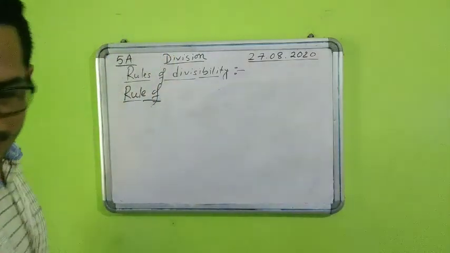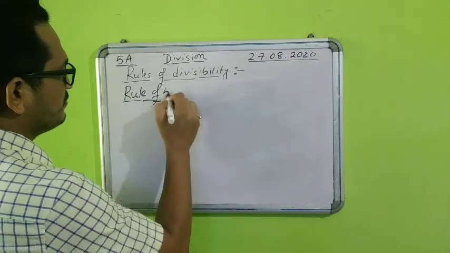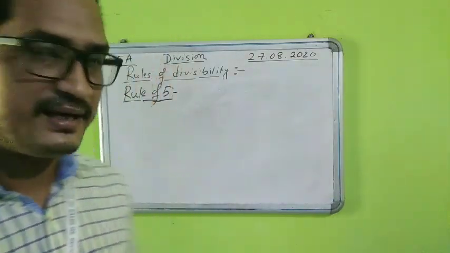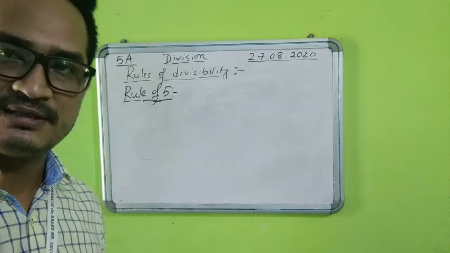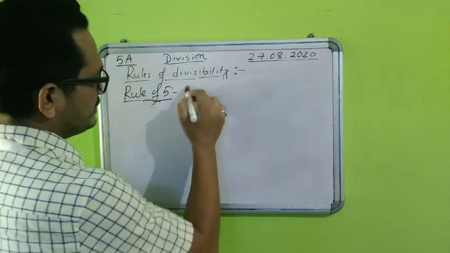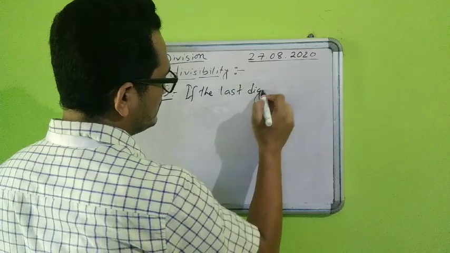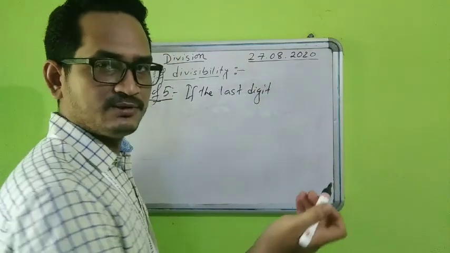Okay, now we move ahead with rule of 5. Now rule of 5 is very easy, students. Why is it very easy? You don't need to do any calculation. You need to just check the last digit. So I will write, if the last digit, or you can say ones digit also, ones place.